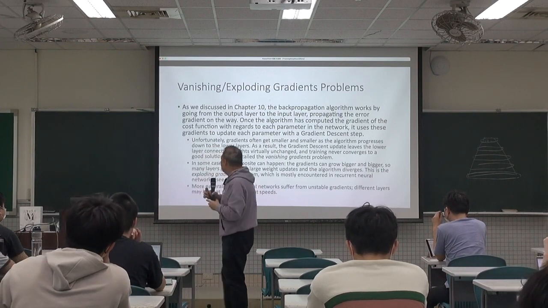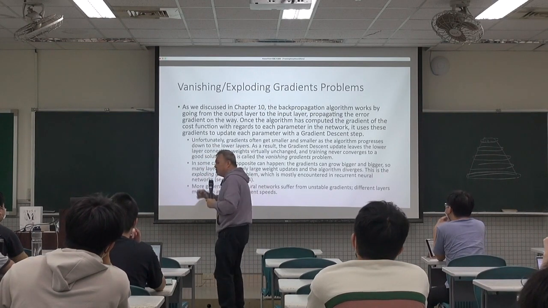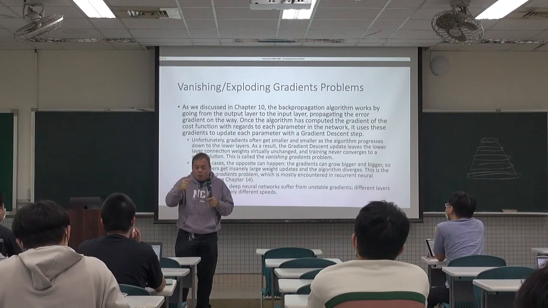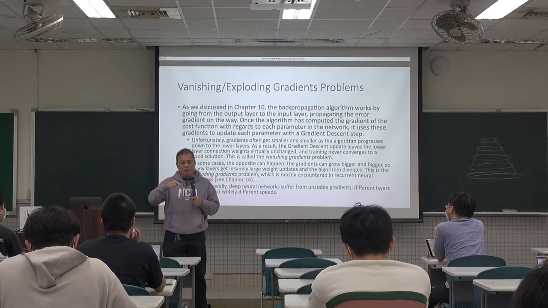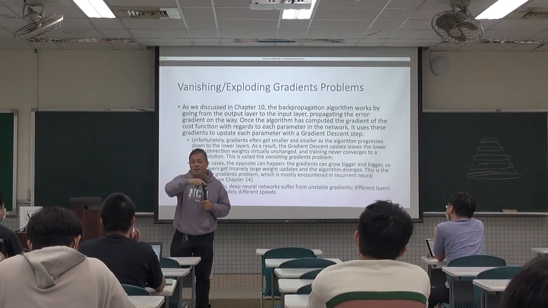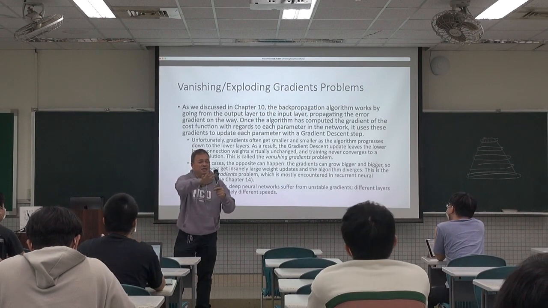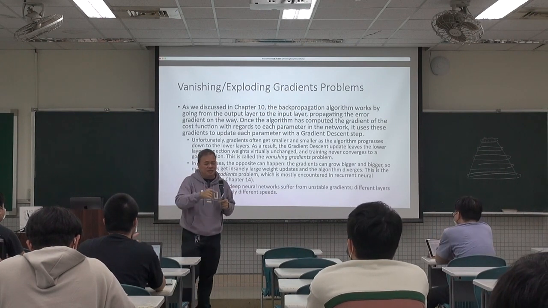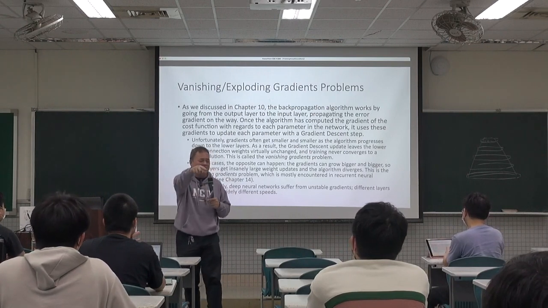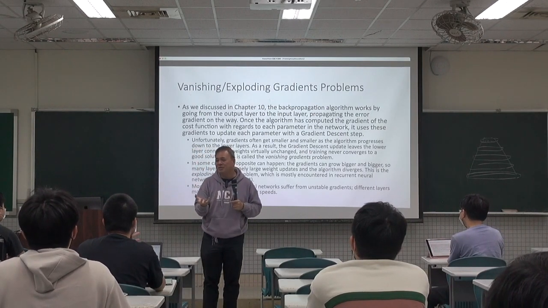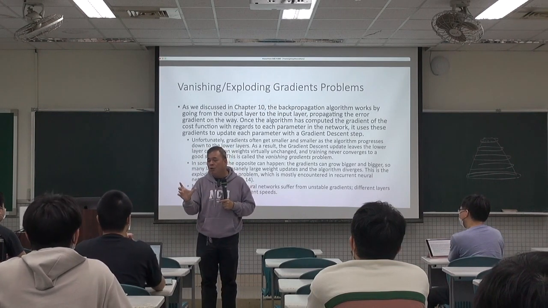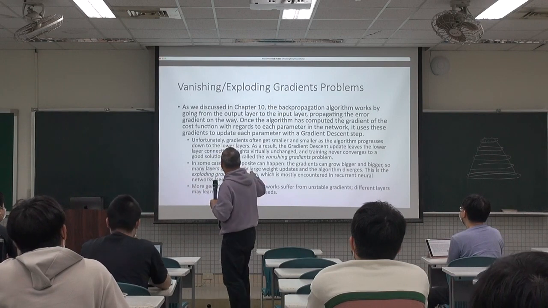So sometimes the gradient could become bigger and bigger, so eventually it becomes too big. So the training will jump around in the training space. It will just go to different places, and it doesn't converge because the gradient becomes too big. We call that the exploding gradient problem.